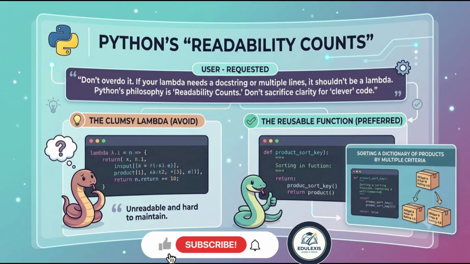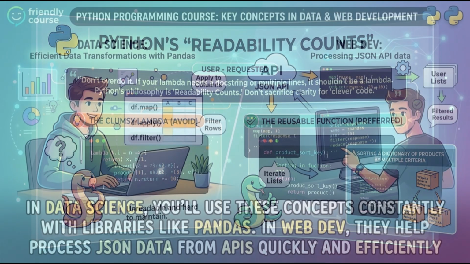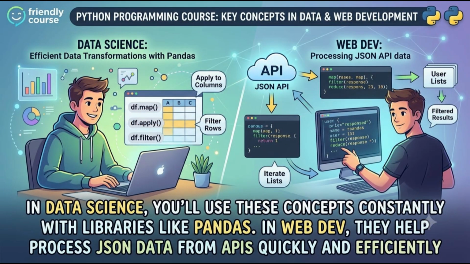Don't overdo it. If your lambda needs a docstring or multiple lines, it shouldn't be a lambda. Python's philosophy is readability counts. Don't sacrifice clarity for clever code. In data science, you'll use these concepts constantly with libraries like pandas. In web dev, they help process JSON data from APIs quickly and efficiently.